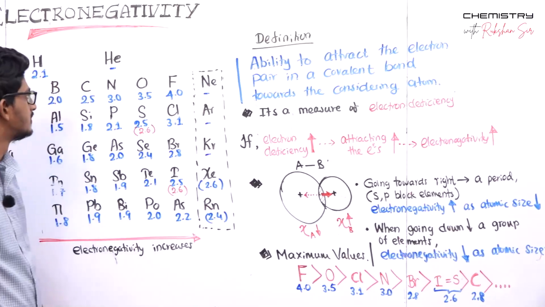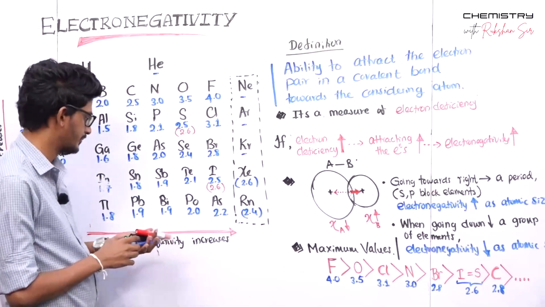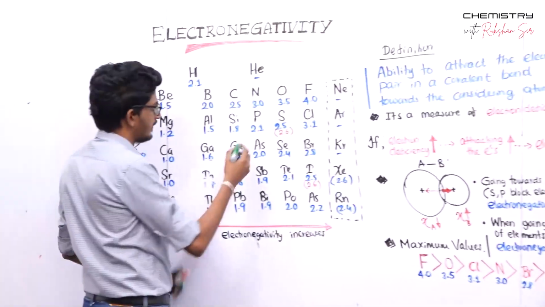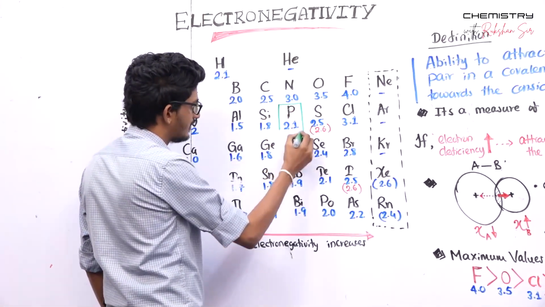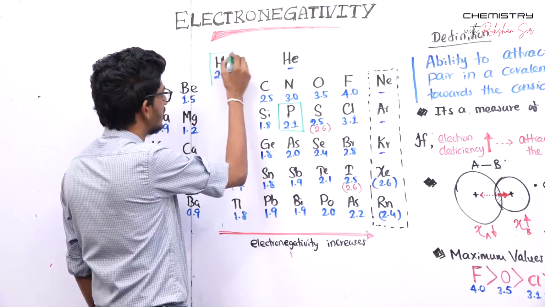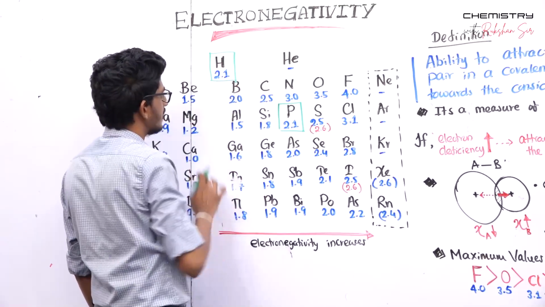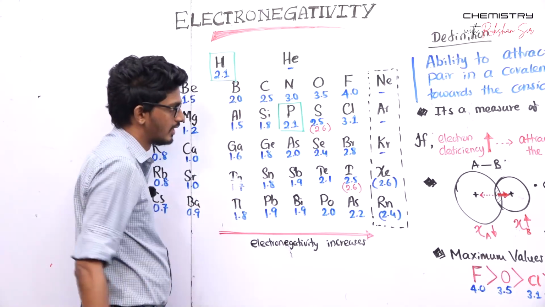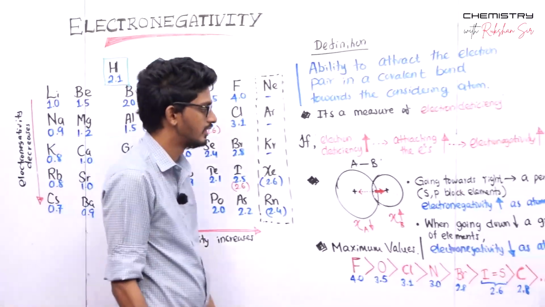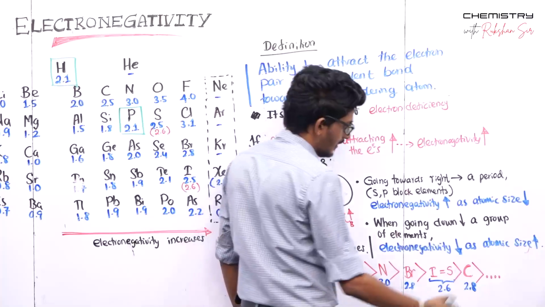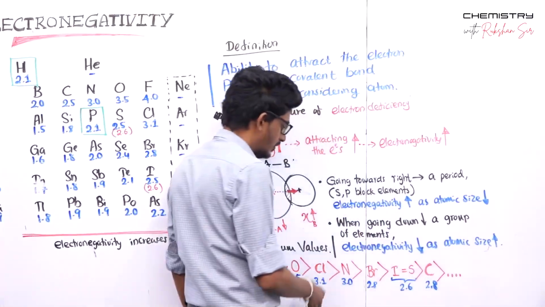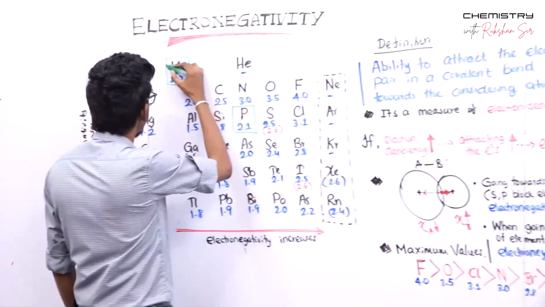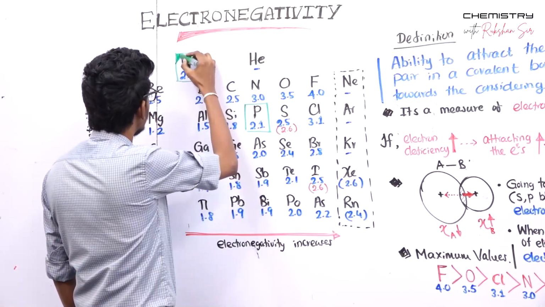Other than that, some special things should also be known. What are those? The value of phosphorus is the same as the value of hydrogen. This is also asked in question papers. It is not a maximum value, but just know that hydrogen and phosphorus have the same values.